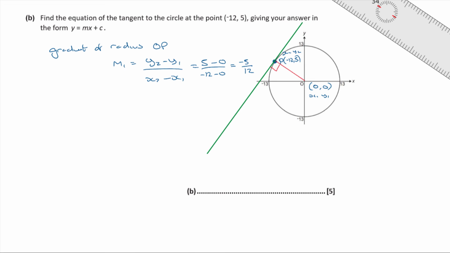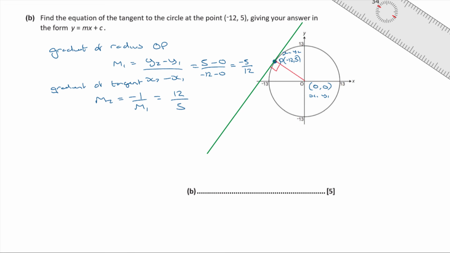Okay, now the gradient of the tangent is perpendicular to the gradient of the radius. So my M2 is going to be the negative reciprocal of M1, isn't it? So I'm going to take my fraction of minus 5 over 12, flip it over, and change the sign. So the gradient of my tangent is going to be 12/5.